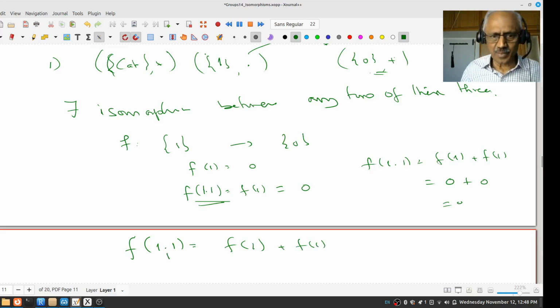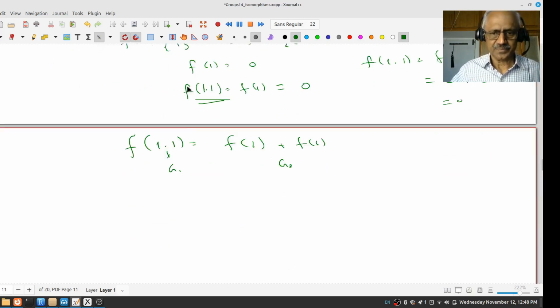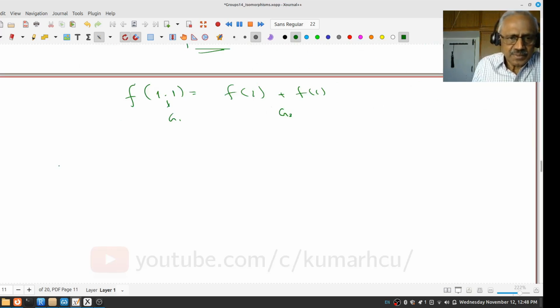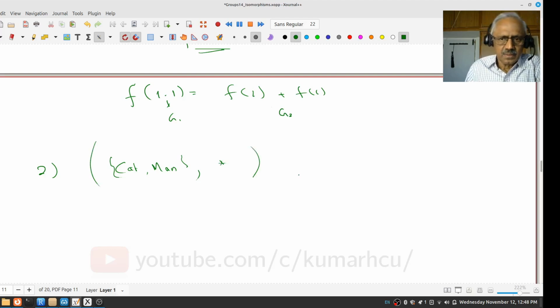Notice that this is the binary operation in G1, this is the binary operation in G2. Can you do the similar thing here? Sure. Now let's look at this second one. What I had was a cat and a man. This is my set, and I have a binary operation, right? Now I have this one. This is the group. What is the group? 1, minus 1 and multiplication.